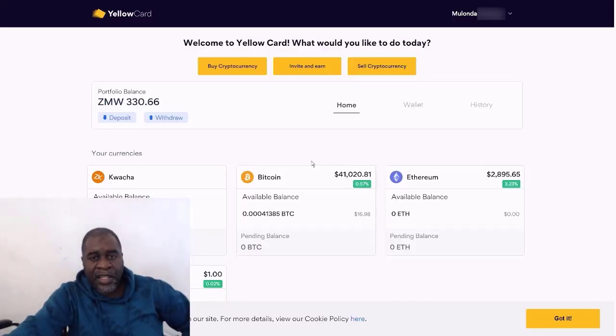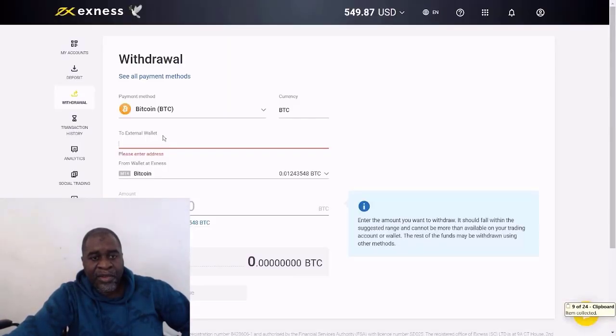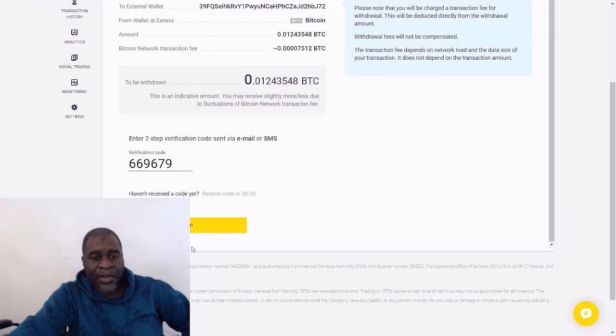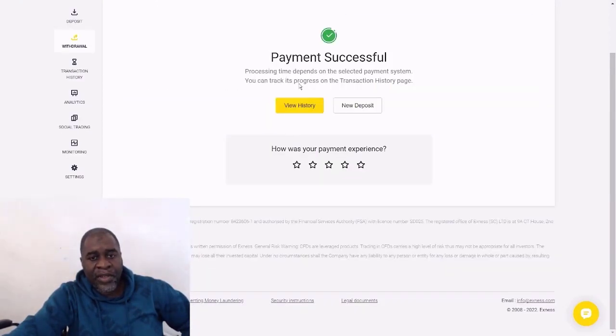So here in Yellow Card, I'm going to copy my wallet address. Copy that, go back to Exness, paste it, put in the Bitcoin amount, which is the total. Then click on OK. Now I need to wait for an email verification code, which is coming. I'll paste it there. Then I'm going to confirm. Then once it's confirmed, okay, so the transfer is done.